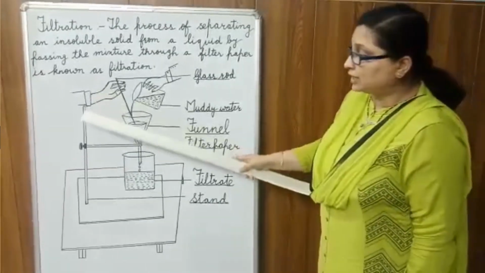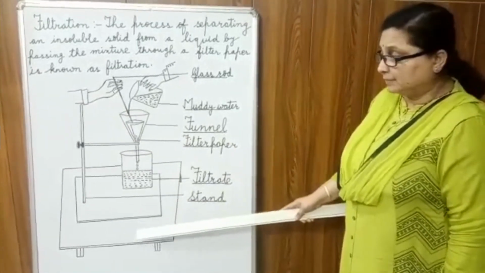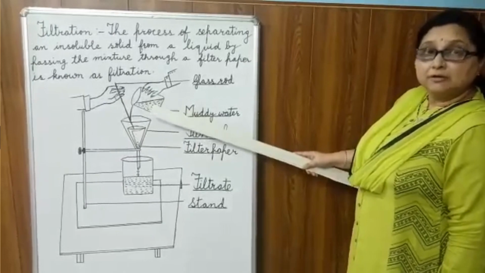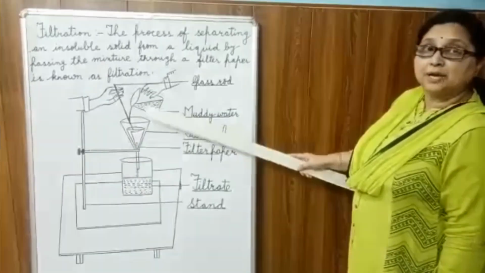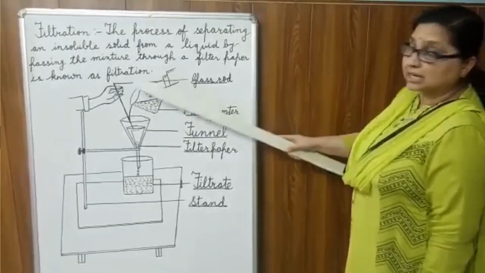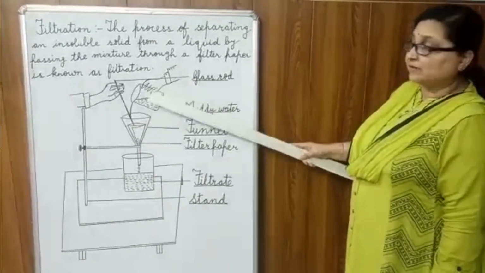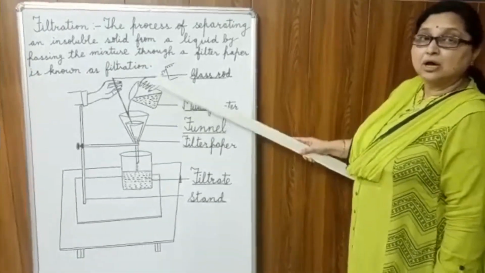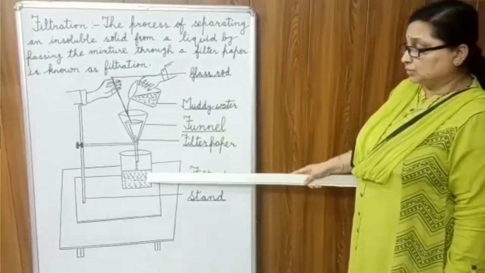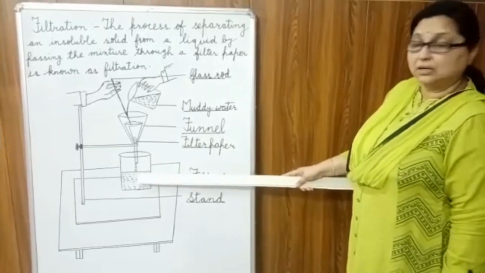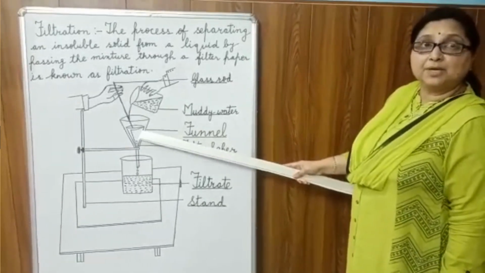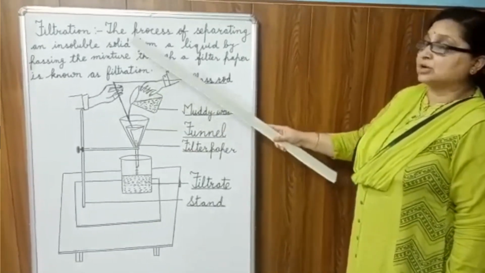So what we have done? We have taken a stand. Stand is kept on the table. And on the table you are able to see the stand is attached to the filter funnel. And in the funnel you are able to see the filter paper. So the muddy water is poured and you are able to see this is the glass rod. And the glass rod is mixing whatever the muddy water is poured into that. This is a mixture of muddy water. So when it is poured, you are able to see another beaker is down there and that beaker is collecting the water and that is known as filtrate, and whatever will be remaining there in the filter paper is known as residue. So this is the process of filtration.